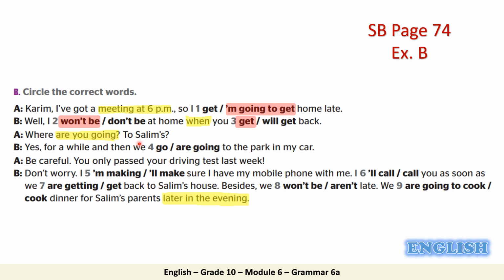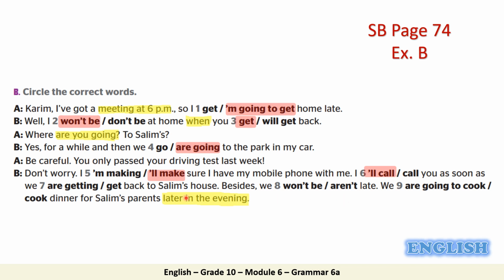So it stays in its normal form, which is the present simple. Now, "Where are you going?" "To Salem's." Yes, for a while, and then "we go" or "are going to"? Are going to. Well done. How about the next one? "Don't worry, I am making" or "I'll make sure." Yes, I'll make sure. I'm giving a promise. Now, "I'll call" or "I call" you? Also, I'll call because I'm making a promise.